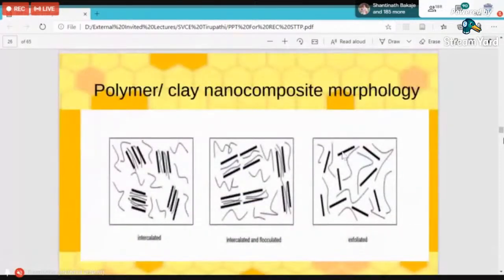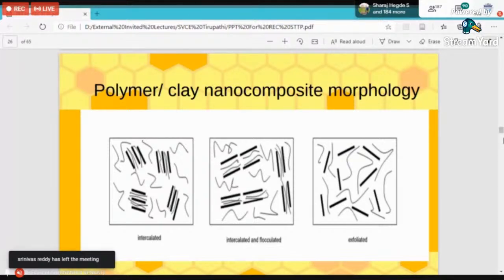Now come to the polymer clay nanocomposite. How will the morphology of this nanocomposite look? One is the intercalated category. You will be getting intercalation. Intercalation means some bunches will be there, clusters. You can see some clusters along with an irregular shape of integration. This is called irregular integration. It is called intercalation.